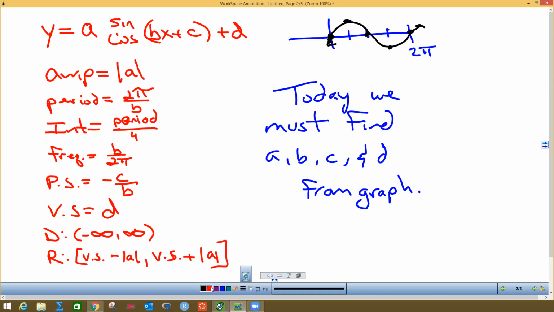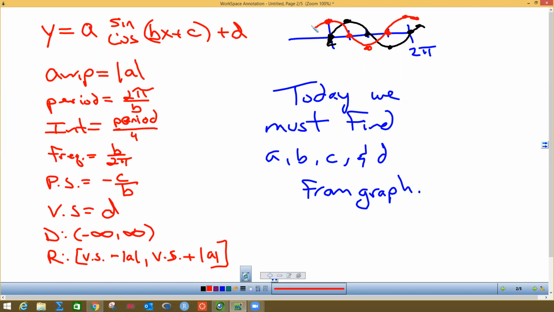The cosine graph started at the max at 1, went to a 0, went to a min, went to a 0, went to a max. It did this forever.